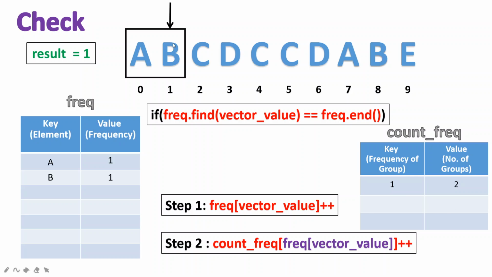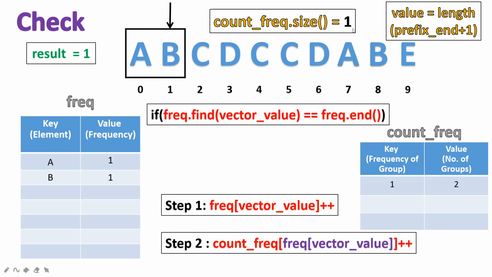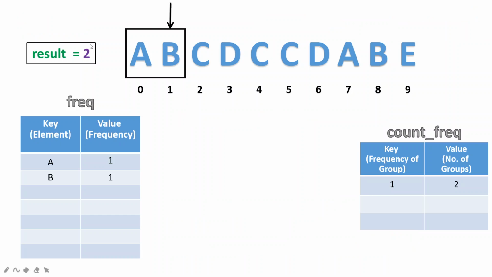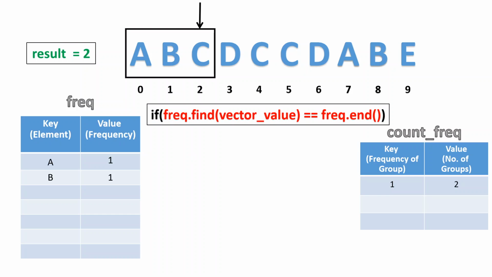And yes, it does, because we can eliminate any one of the elements, and it satisfies this condition, that is value is equal to length of prefix plus one. That's why we'll increment result. It becomes 2. Next, we include C.